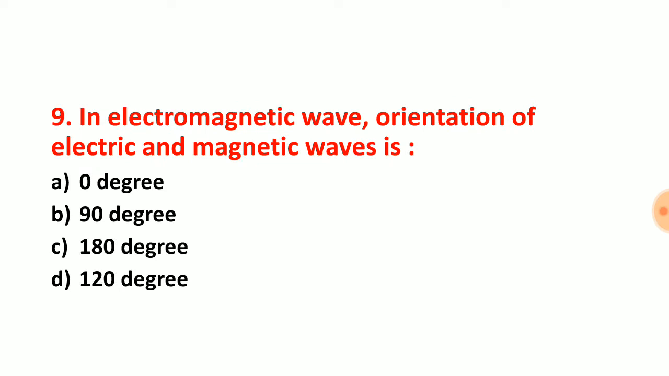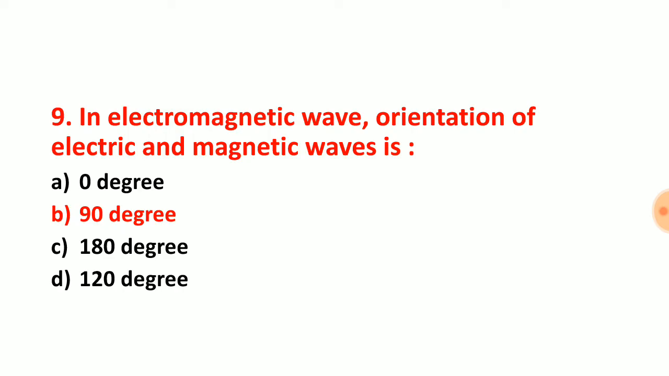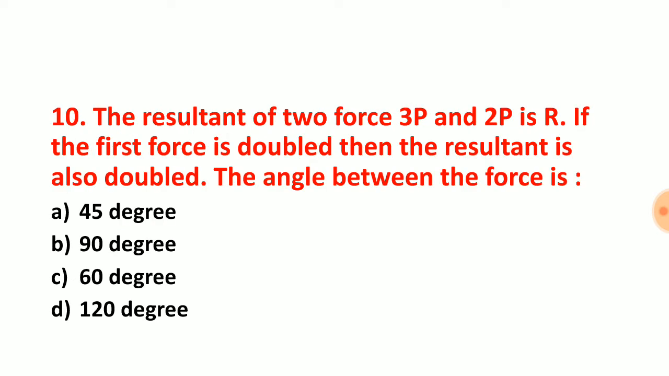Now let us see question number 9. In an electromagnetic wave, the electric and magnetic fields are always at 90 degrees with each other. So 90 degree is the right answer for question number 9. Now let us see question number 10.